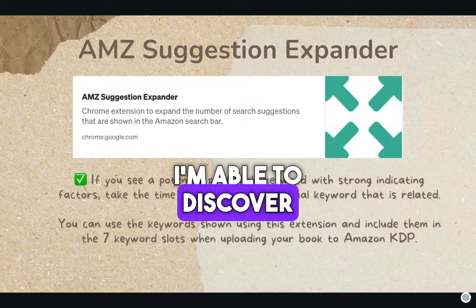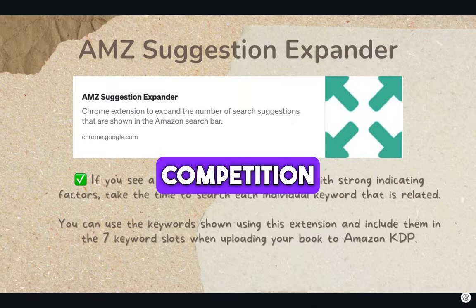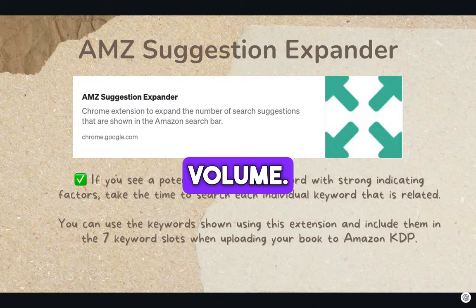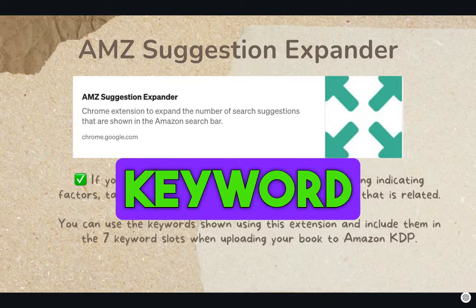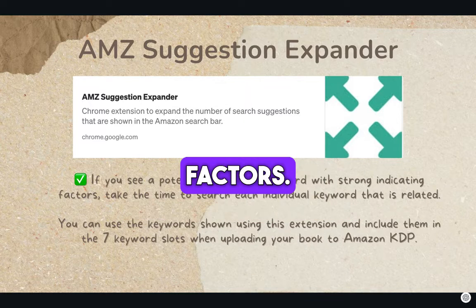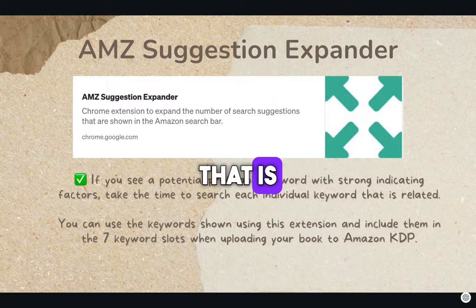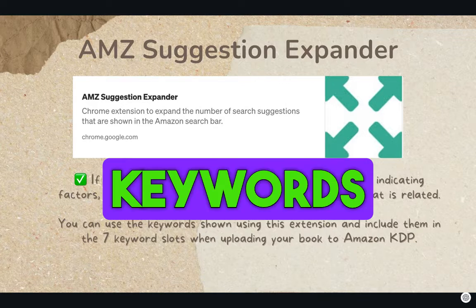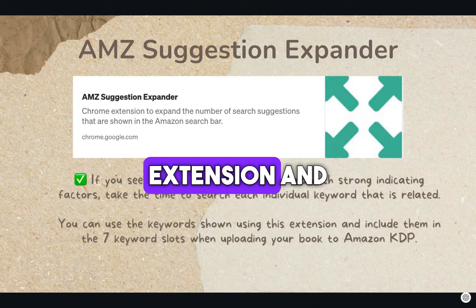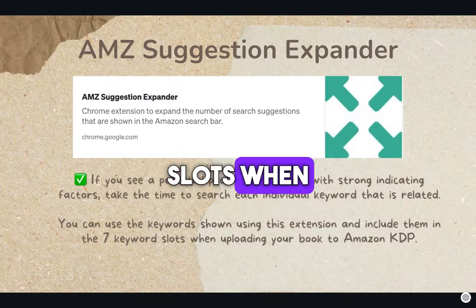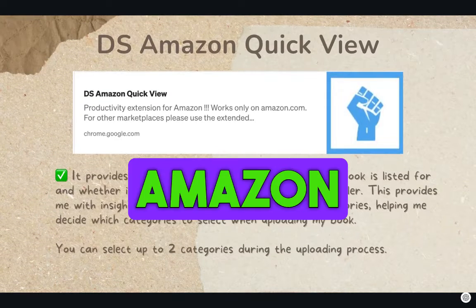I'm able to discover additional keywords that may have less competition, but they still have significant search volume. If you see a potential profitable keyword with strong indicating factors, you need to take the time to search each individual keyword that is related. You can use the keywords that are shown using this extension and also add them to the 7 keyword slots when uploading your book to Amazon KDP.